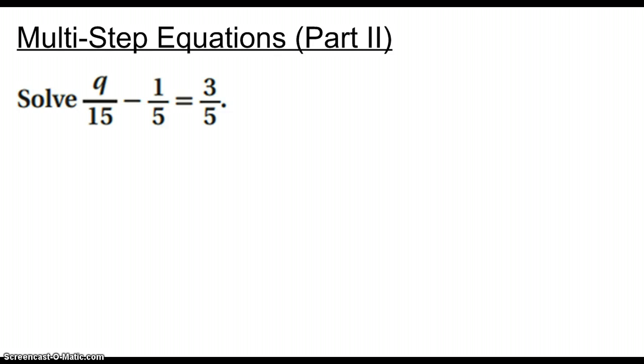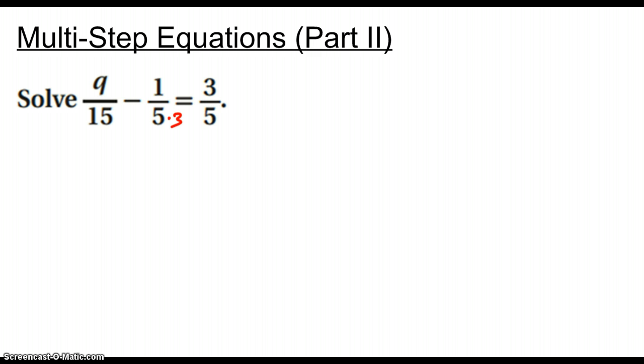Multi-step equations part 2, and I have 3 examples here for you that involve more than 2 steps, so they're a little more complex than the ones that we just checked out. Clearly for this one we want to solve for q, and it's got some fractions in it. So one thing that people look to do first is just get a common denominator. That is possible, you can do that.